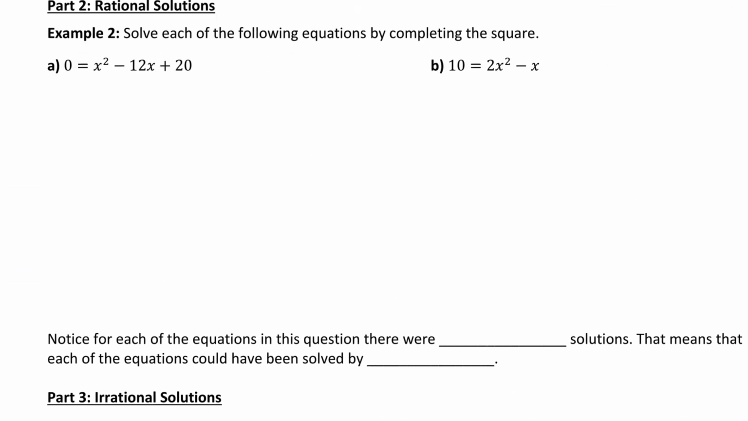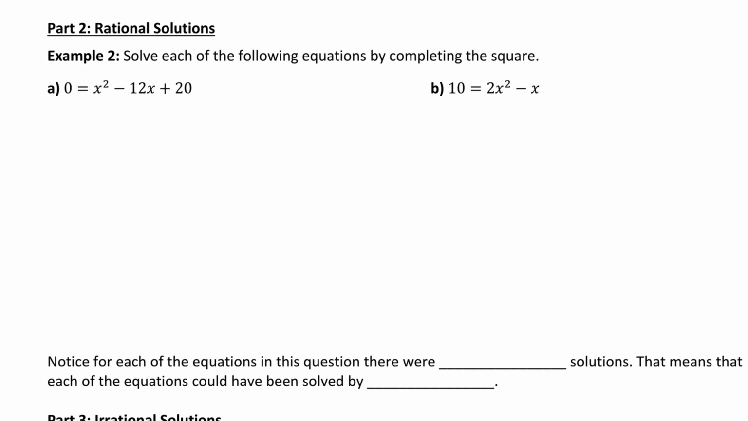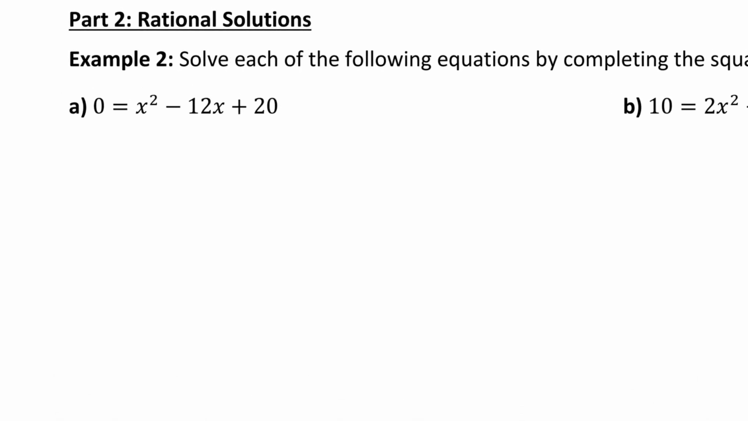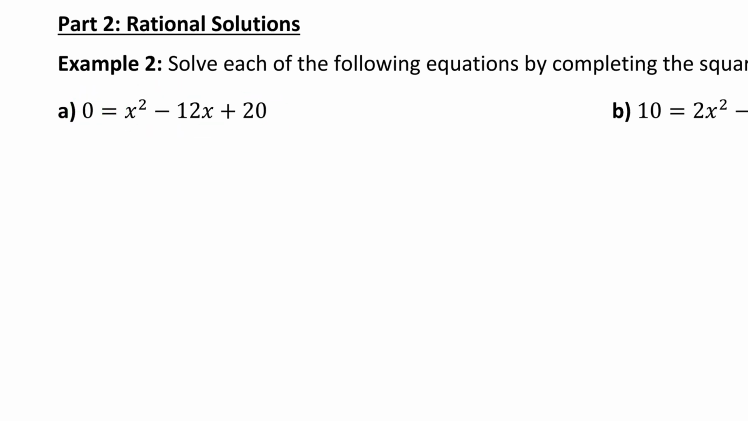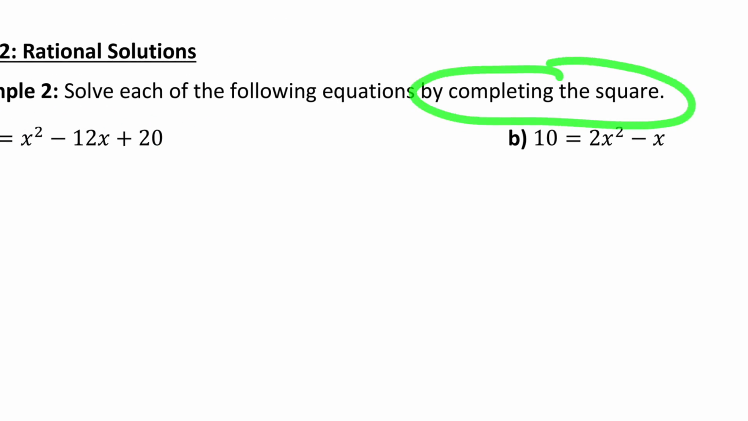Of those sections, the only section that we could also do by factoring would be this section right here where the quadratic has rational solutions. Let me take you through that. Notice in this first example, example 2a, we have a standard form quadratic set equal to 0. And we're going to solve it by, the question says, completing the square.